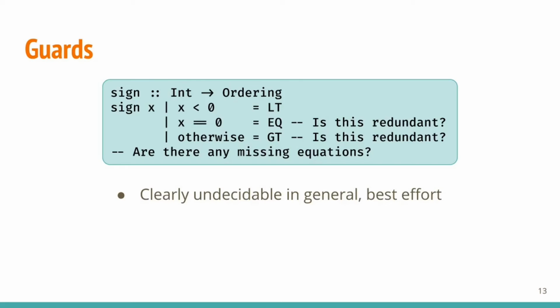Guards are another very basic pattern language feature of Haskell. Does sign have any redundant clauses? In general, it's hard to tell without knowing the definition of less than, eq, and so on. Also, we'd quickly become undecidable if we just reason about every function we know the definition of.